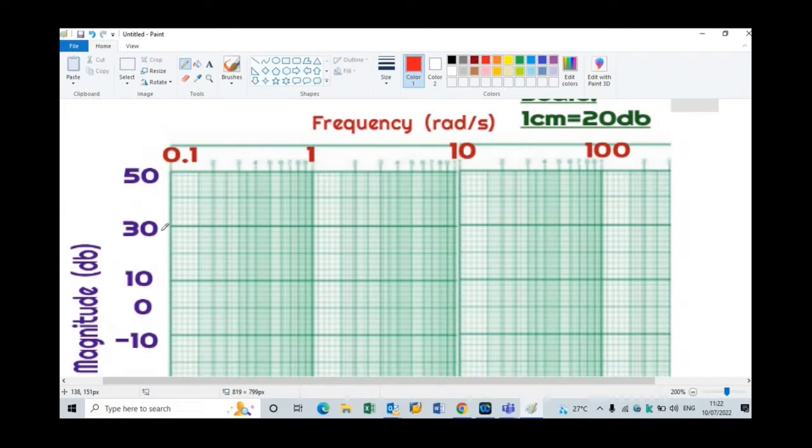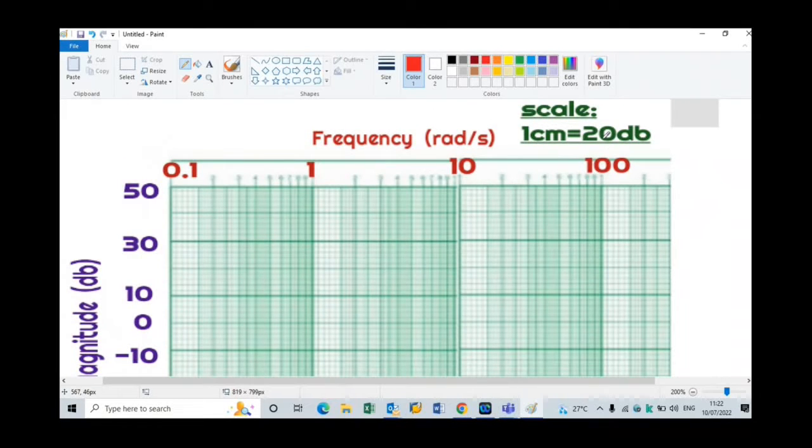Now on vertical line, we will plot the magnitude in dB. So our highest magnitude is 46 and lowest magnitude is minus 33.97. We will select here the range from 50 to minus 50. Now we will select here the scale, that is 1 centimeter is equal to 20 dB. That means 1 millimeter indicates 2 dB.